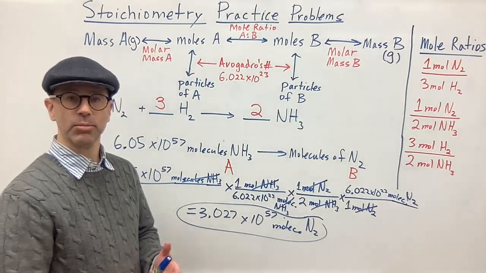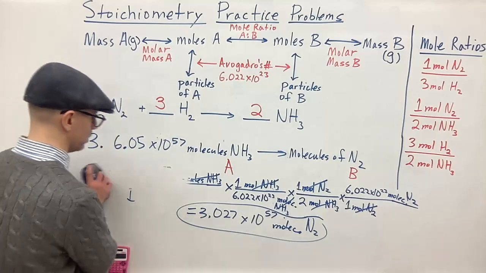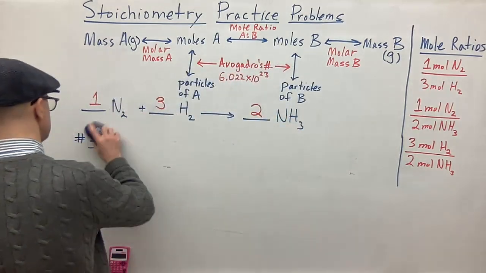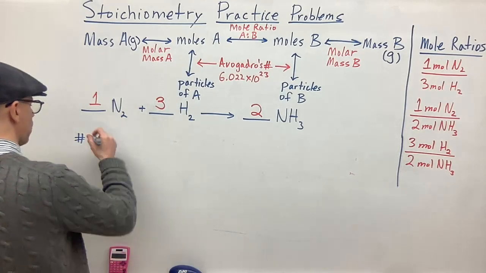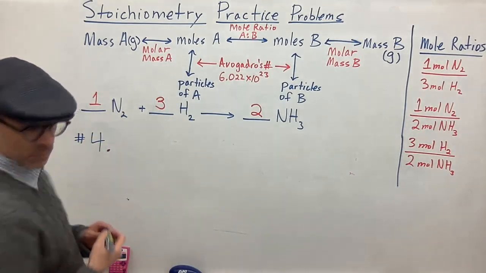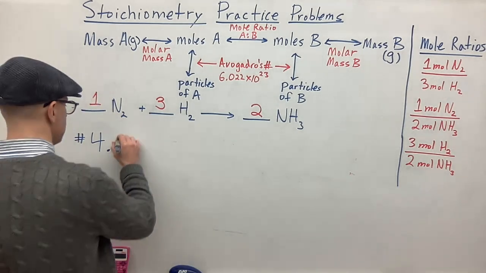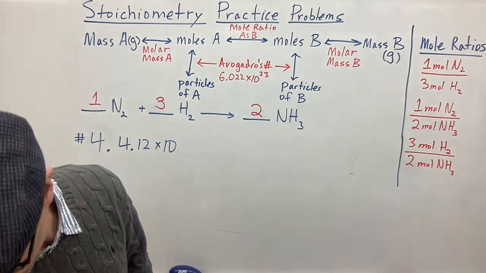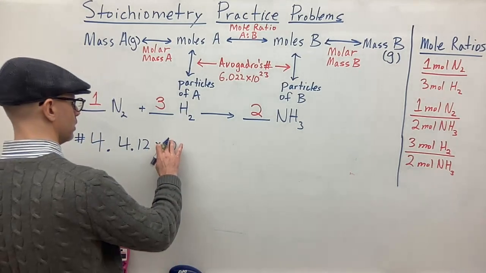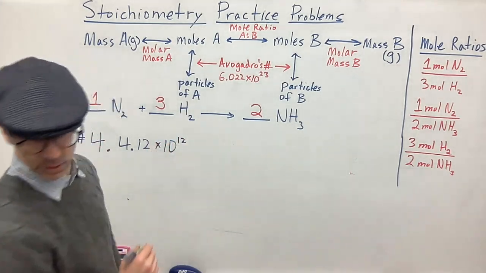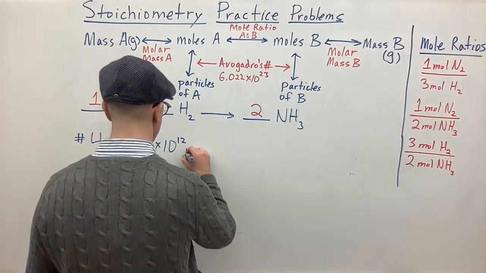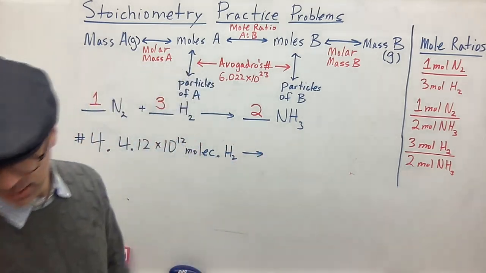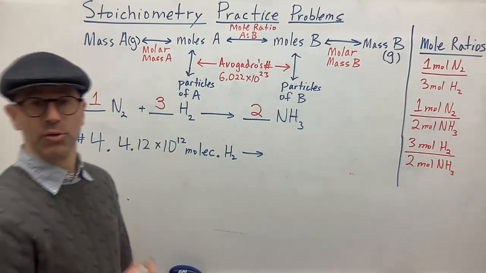Okay, let's go on to problem number 4, the last problem. They're giving us 4.12 times 10 to the 12 molecules of H2, and they want us to convert that to grams of NH3.